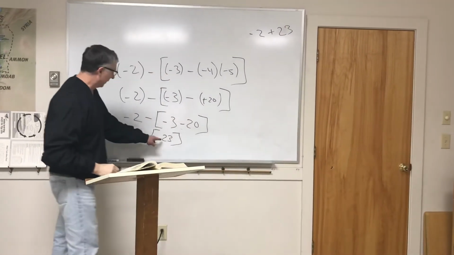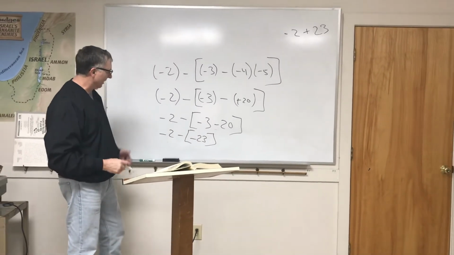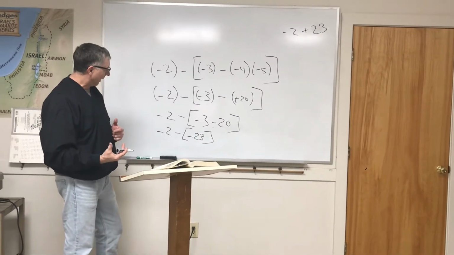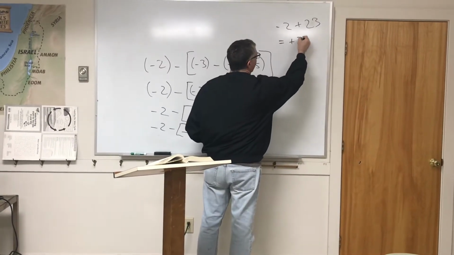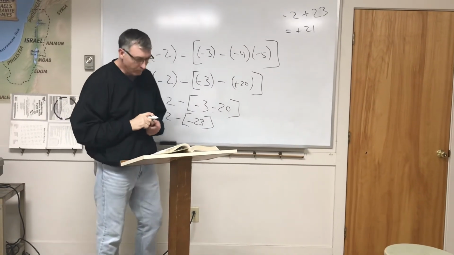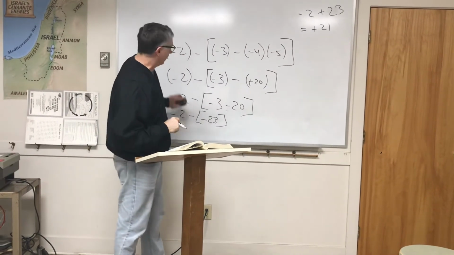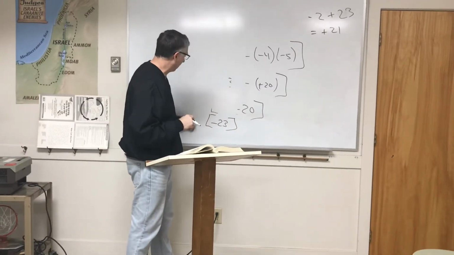The reason again that it's positive is because I have two negative signs that appear before the 23, so that's an even number, and so it's positive. Okay, and so I have a +21. Hopefully those two examples explain that part of the lesson. Now let's go into the functions part.